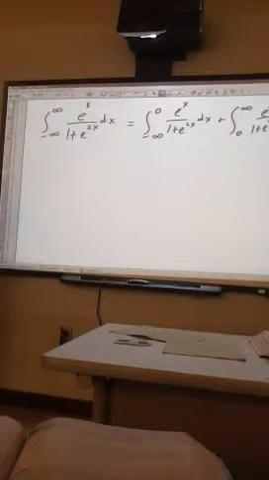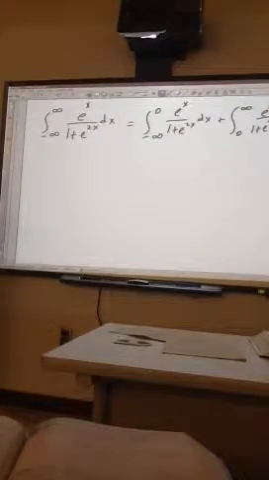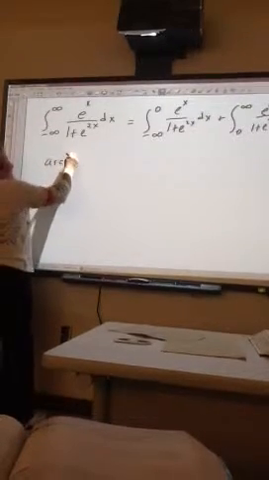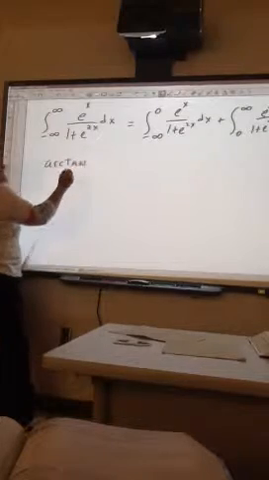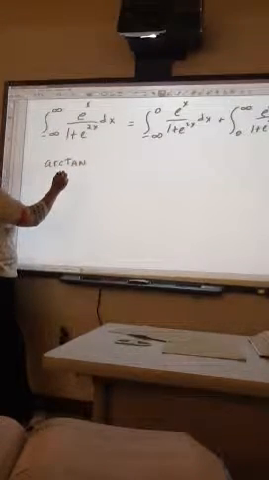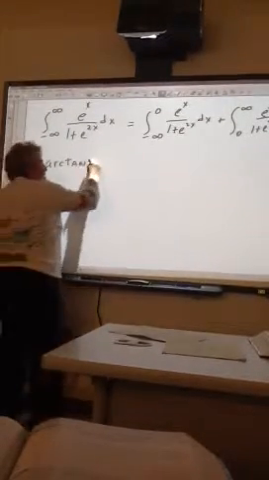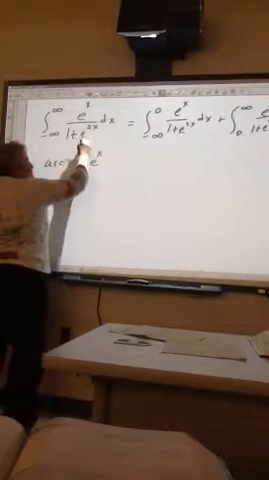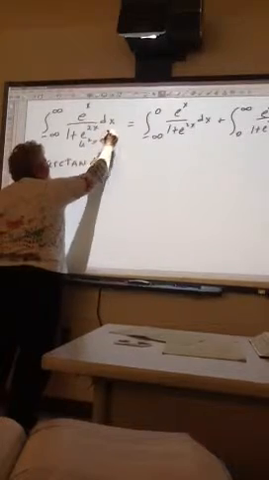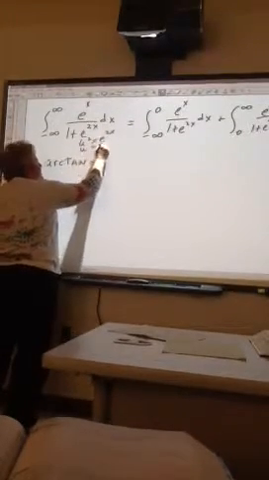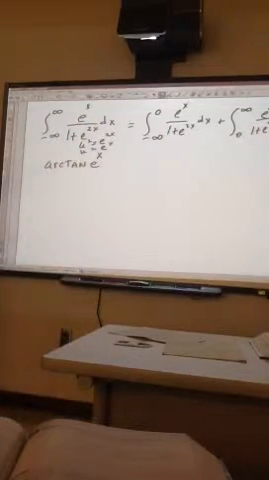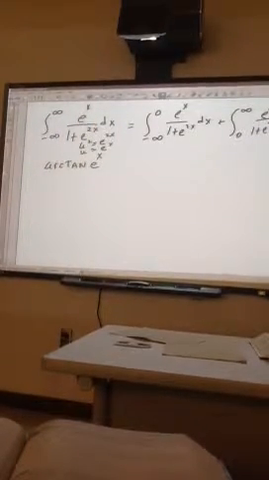Okay, so do you recognize what this integral is? Yes, it's another arctangent. So we have arctan of e to the x. U squared is e to the 2x, so u is e to the x. Du is e to the x dx. So that's a cute little arctan.